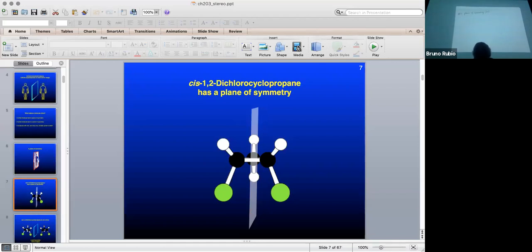The left is the mirror image of the right. I drop this mirror plane through the middle of the molecule, through the center of the molecule. The green ball looks into the mirror, it sees the green ball. The black ball sees a black ball. The hydrogen sees a hydrogen. This hydrogen in the back here, the left-hand side of this hydrogen is the reflection of the right-hand side of the very same hydrogen. So yeah, this molecule has a plane of symmetry.